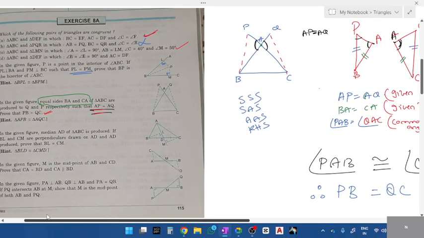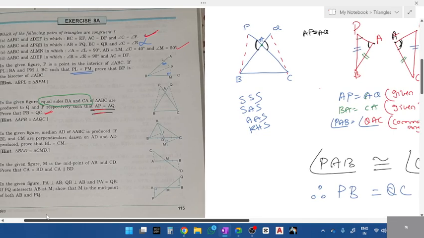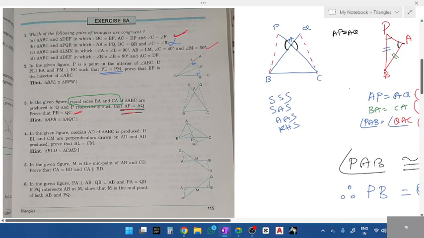And remember the alphabet X, most important concept. Alphabet X, opposite angles will be equal. All that I'll explain in the next exercise.